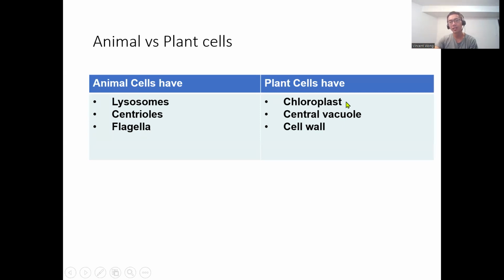Plant cells have chloroplasts to capture sunlight for performing photosynthesis. Central vacuoles are really big, right? They store water and nutrients. Sometimes they can store pigments or poison. And then there's the cell wall, which is made up of cellulose. This is an additional layer that's outside of the cell membrane. It protects the cell from bursting, from lysis. L-Y-S-I-S. Lysis is to break. All right.